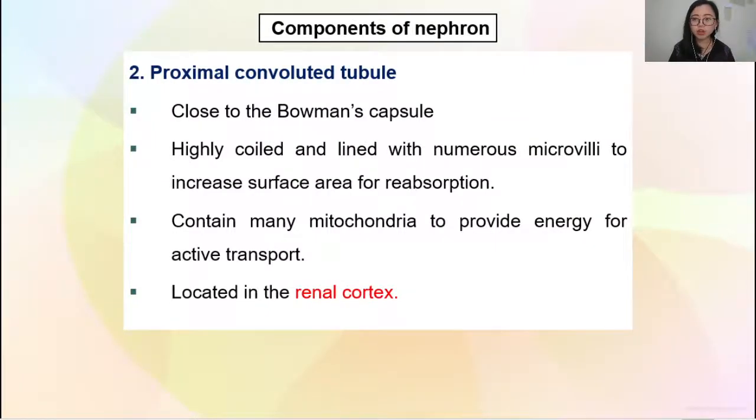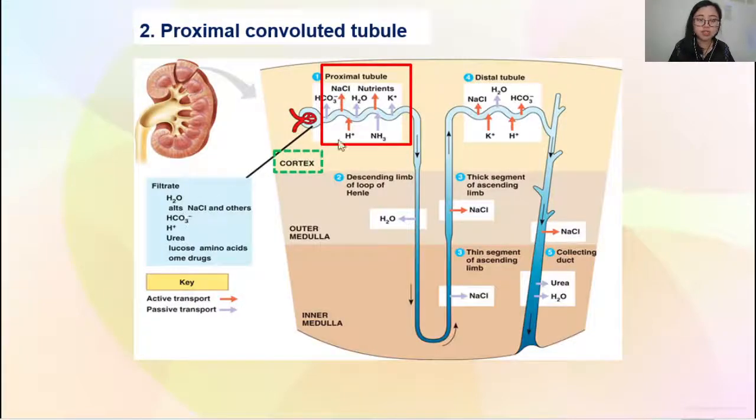The next component of the nephron is the proximal convoluted tubule. So this is very close to the Bowman's capsule. It is highly coiled, sangat berbelit-belit, and lined with numerous microvilli to increase the surface area for reabsorption. Dia kan epithelial cell. Epithelial cell boleh ada jari-jari tu, which is called the microvilli. So it's going to have a lot of that. And it contains many mitochondria to provide energy for active transport. This will be located in the renal cortex. So dia akan di sini. It's going to be in the renal cortex.